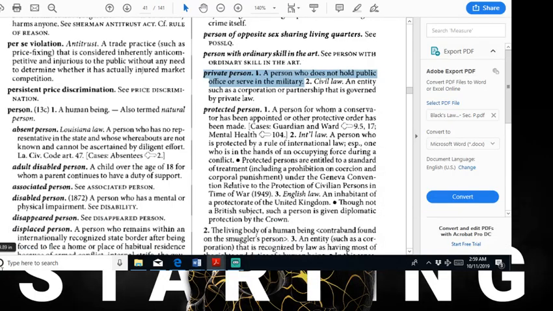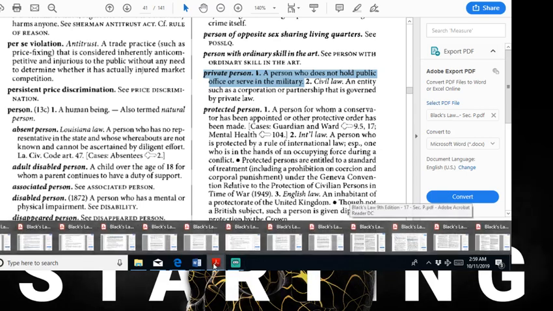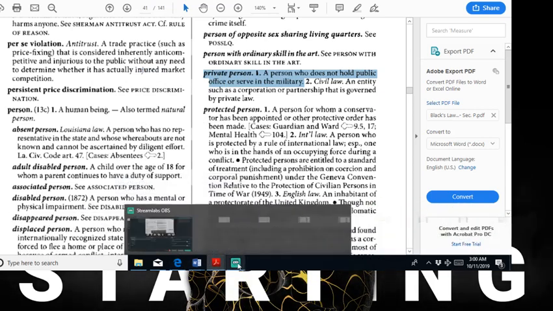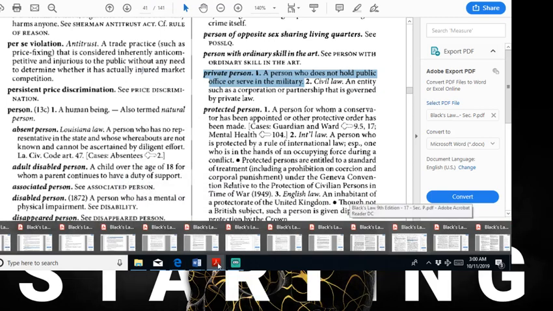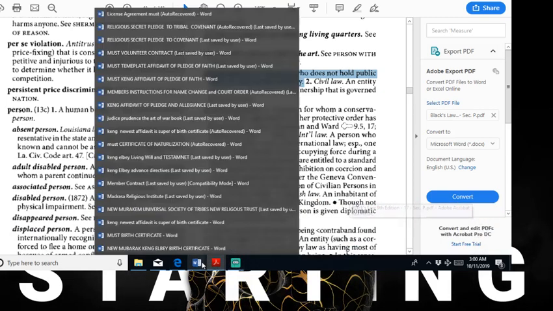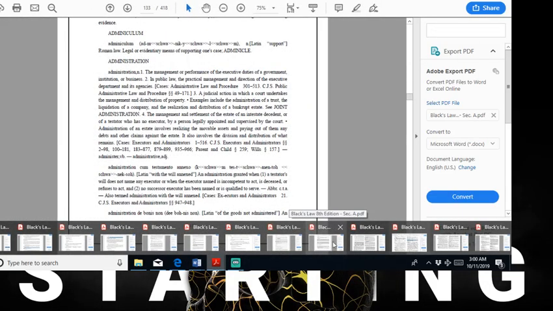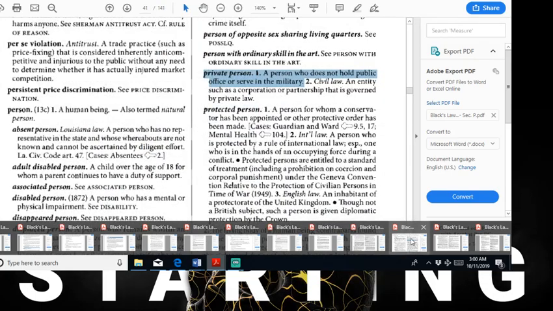Private person. A person who does not hold public office or serve in the military. An entity such as a corporation or partnership that is governed by private law. I'm gonna drop this science on y'all. Let me see this science. Let me drop some more science. Let me see where private. This is a private person.